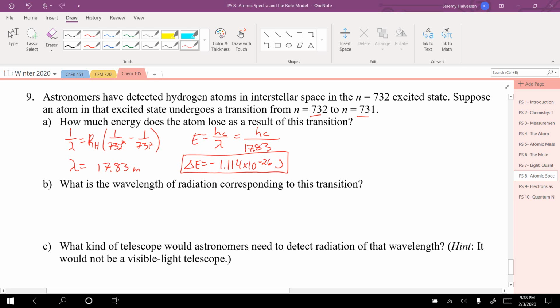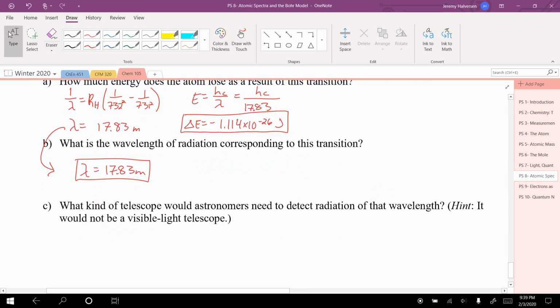What is the wavelength of the radiation? Awesome, we already found it. Wavelength is 17.83 meters. And then what kind of telescope would an astronomer need to detect this radiation of that wavelength? Well, 17.83 meters is in the radio spectrum. So that's what we would need.